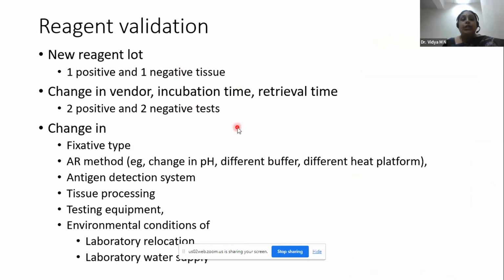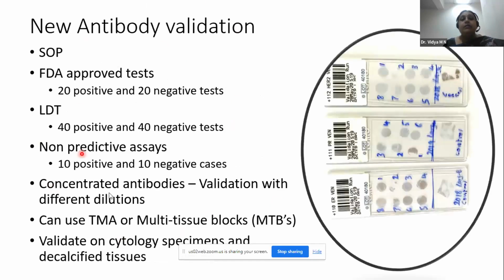And also when there is a change in your vendor, clone, incubation time, or your retrieval time, especially when there is a change in your clone, you need to do a proper validation again with your 20 positives and 20 negatives. So clone is something that is going to be very important, and you need to go back to this previous slide when there is a clone change completely. So you may be using one Ki67 clone, and then after a year you may want to change. You need to go back to this protocol of validation.